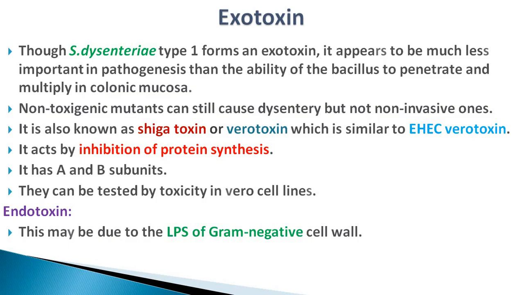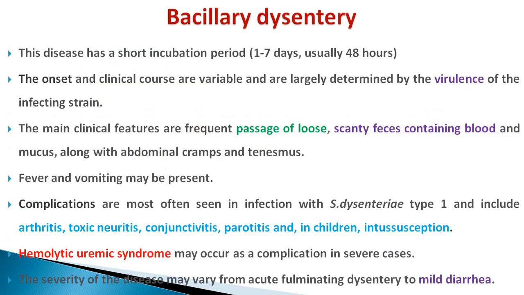It acts by inhibition of protein synthesis. It has A and B subunits. They can be tested by toxicity in Vero cell lines. Verotoxin. This may be due to the LPS of the gram-negative cell wall.